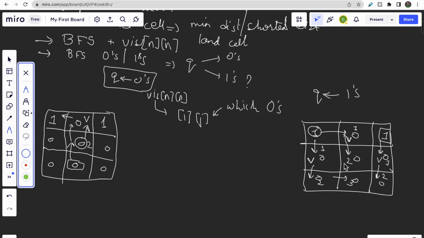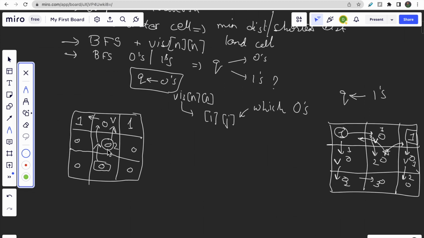Got it? If the cell is already visited by some other land cell, then we don't have any issue, because we need to find the shortest distance land cell from each water cell. Let's take a look at this example. Either this cell will visit first or this one. We don't have any issue because both are at the same distance. But while doing traversal from water cell to land cell, we have issues, because let's say this cell is itself visited, then this zero won't be able to go till here, right? We won't be able to find the distance if we try to go from 0 to 1.